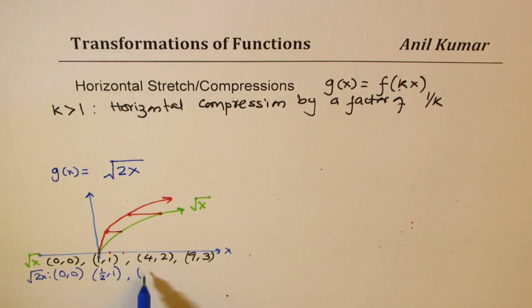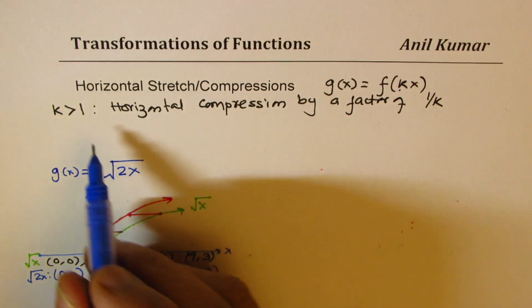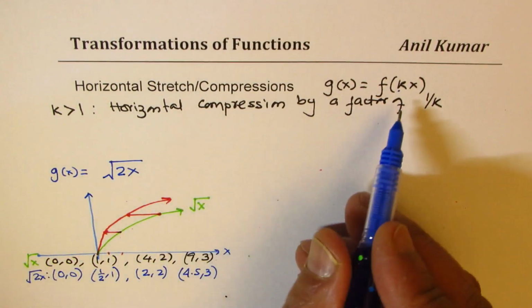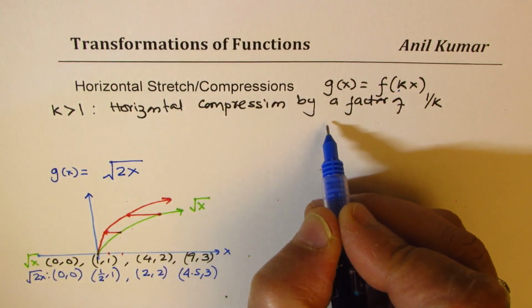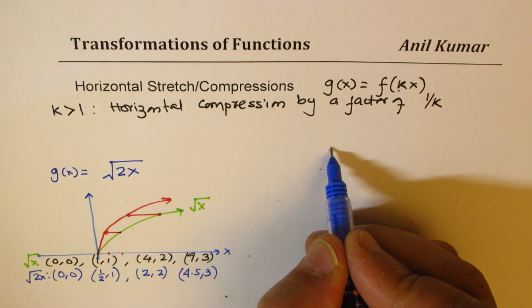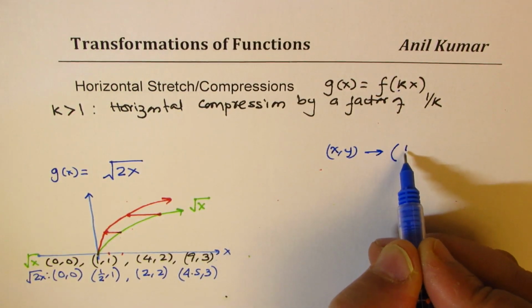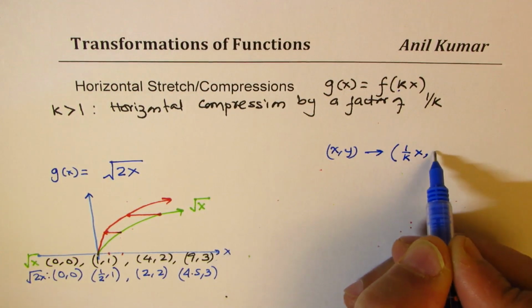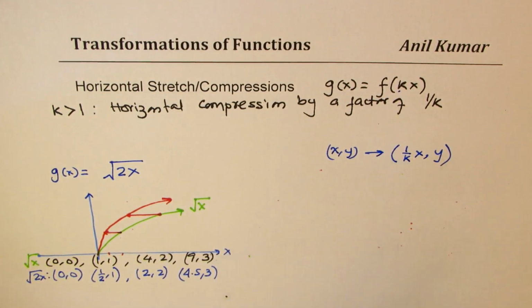In this case, half of 4 is 2, but we get the same y value 2 at x equals 2 instead of at 4. And here at 4.5 we'll get 3. You get an idea. So in this case, the transformation is basically any point (x, y) will get transformed into (1 over k times x, y), and y remains same. Since only horizontally it is affected, you get an idea, right?